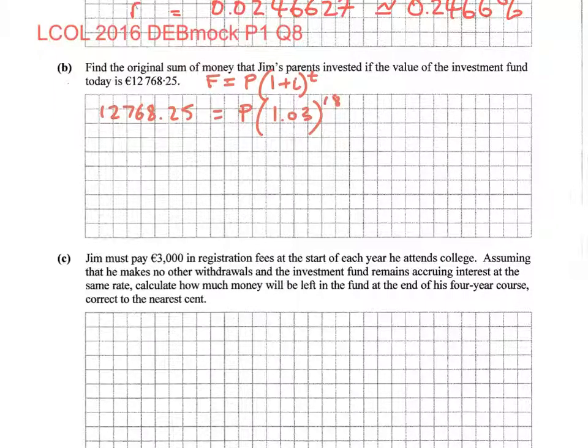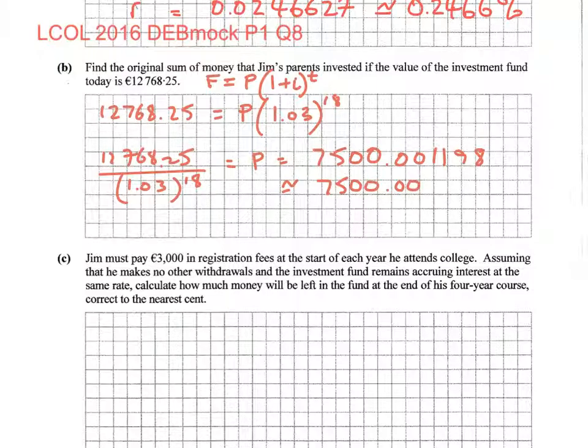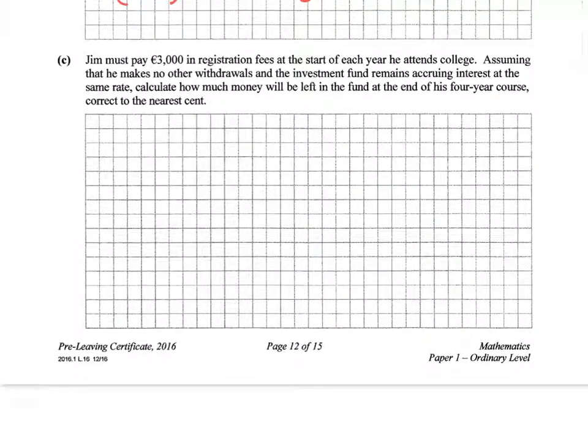And if I work through that, I basically rearrange the equation. I am going to have to, on my calculator, do that calculation. The final amount divided by 1.03 to the power of 18. And tap, tap, tap, I eventually end up with 7,500, and now to a number of decimal places, you can see fairly clearly to 2 decimal places, because this is a money question. That would be what you would do. To 2 decimal places, it is 7,500. Moving on to part C.